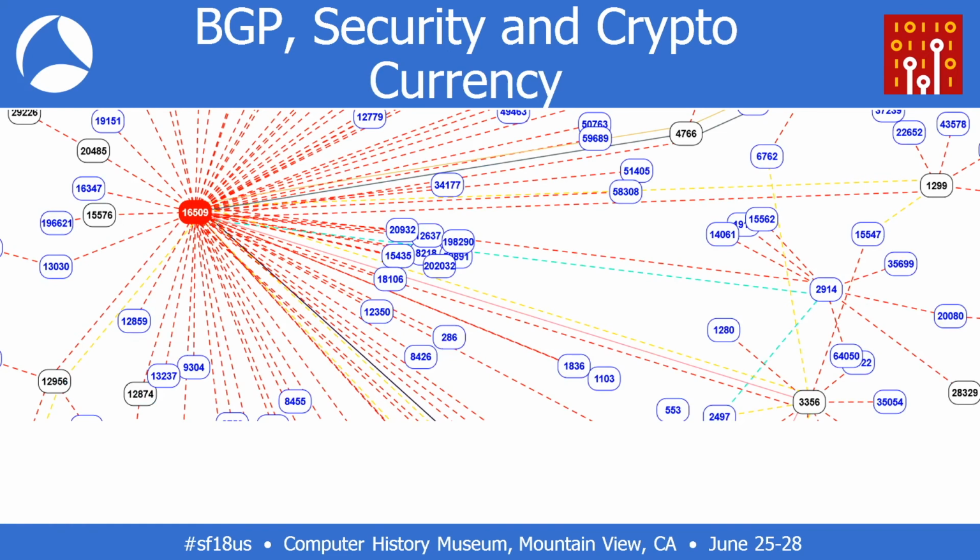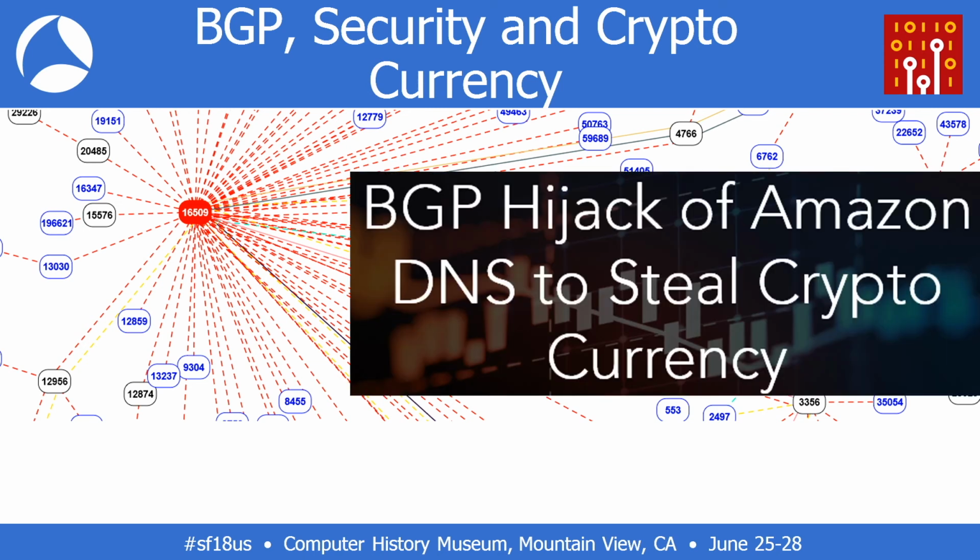I was in a session today about security and crypto and blockchain, and I was thinking about BGP and security. What's happened with that? The three or four points here: BGP, security, and crypto. Some guys always hijack BGP, and they redirect the DNS services from Amazon, I think, to get money with Bitcoins. That happened: BGP hijacking of Amazon DNS to steal cryptocurrency.